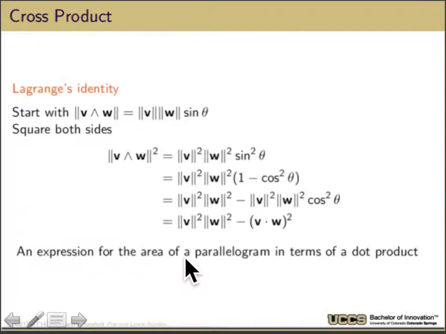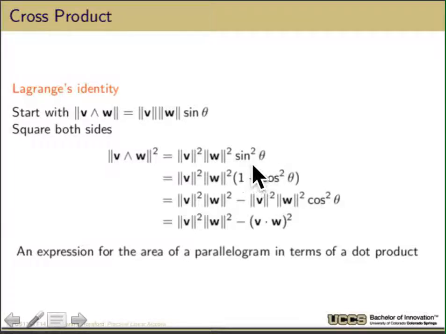Now it turns out we can reuse some other stuff to relate this down to the dot product. So if I start with this relationship on the magnitude of the cross product, and I square both sides, if you just square the right-hand side, I'm going to get V's magnitude squared, W's magnitude squared, sine squared.